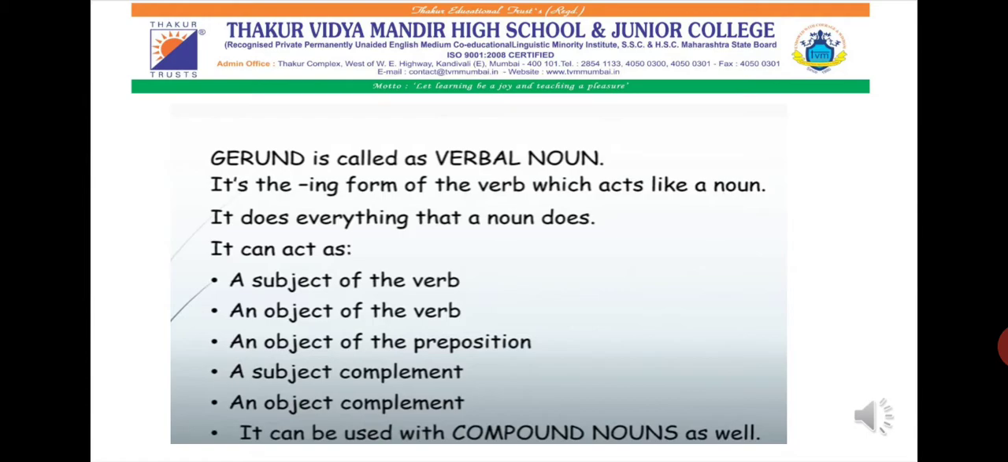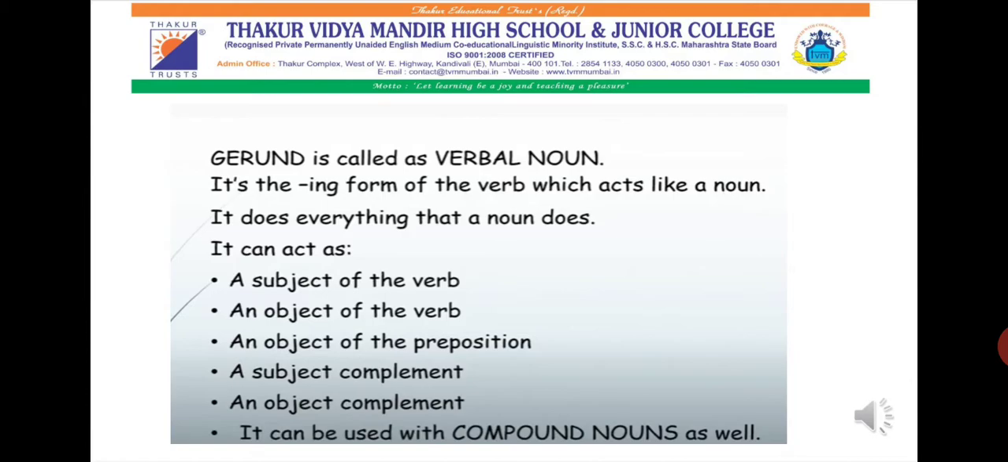It can act as a subject of the verb. It can act as an object of the verb. It can also act as an object of the preposition, a subject complement, an object complement, and it can be used with compound nouns as well. In a particular sentence, it is not necessary that you will get a gerund at the start where the subject is. It can be anywhere. If you get a verb which ends with ing, that is V1 plus ing, then that word can be a gerund and can also be a participle.